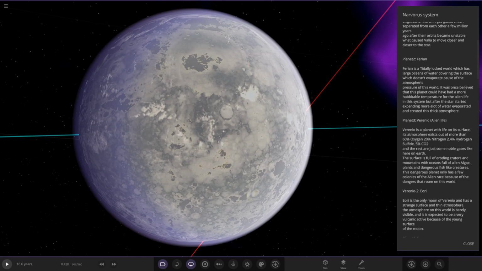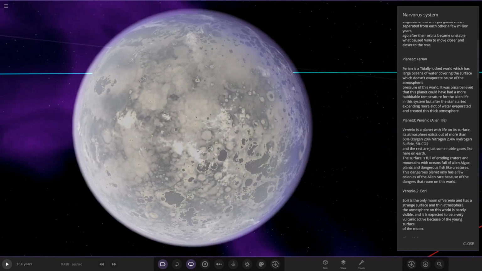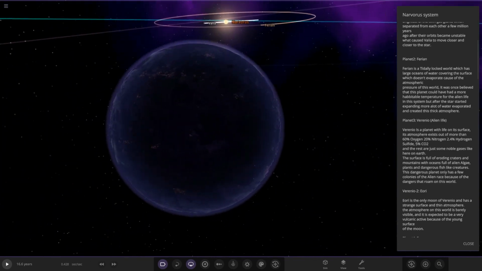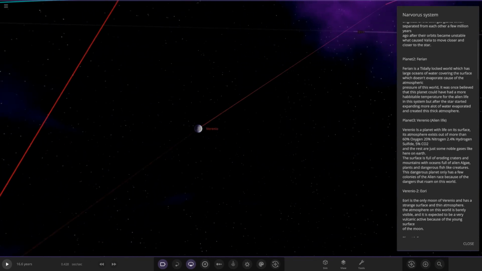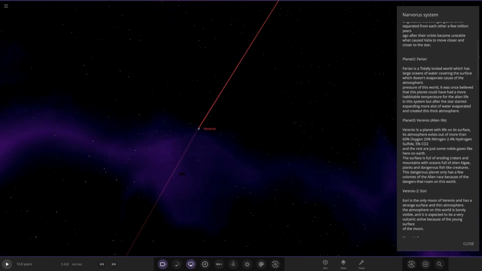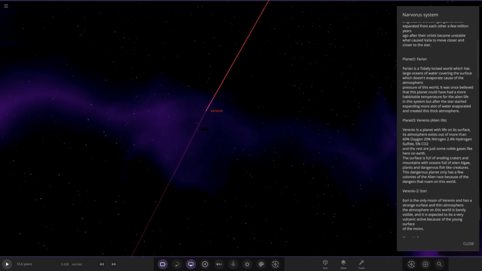The surface is full of eroding craters and mountains with oceans full of alien algae, plants, and dangerous fish-like creatures. The dangerous planet only has a few colonies of the alien race because of the dangers that roam on this world. So there you are. There's a good look at it there. Interesting stuff. You can see there's a few red city lights on it as well. So there you go. Cool, cool. I think it had a moon as well. Is that a moon? So what's this here?